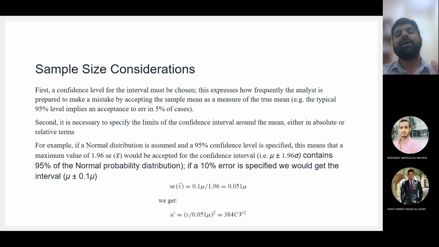For example, if you say I want to cover 95% of the entire population range, then your confidence level is 95%, and that means your error is 5%. I want to cover 95%, so I'm foregoing how much? 5%. So first of all, you have to determine your confidence level.